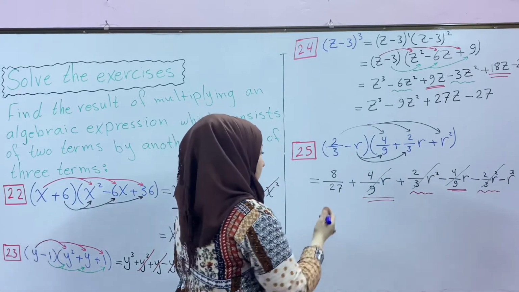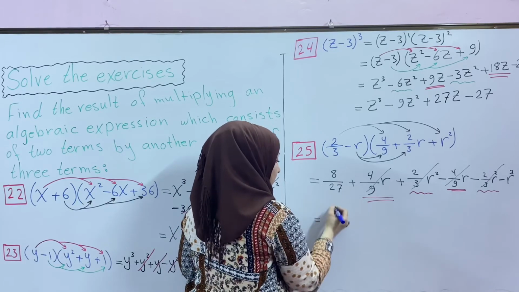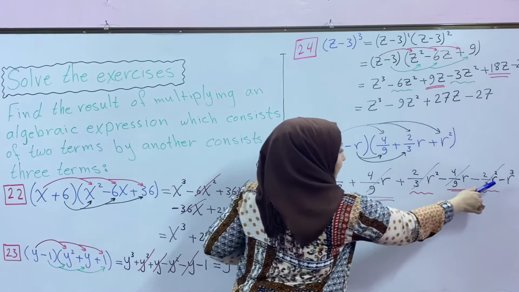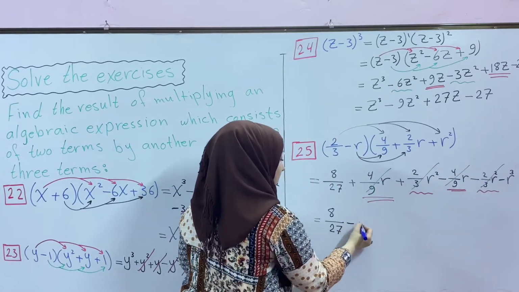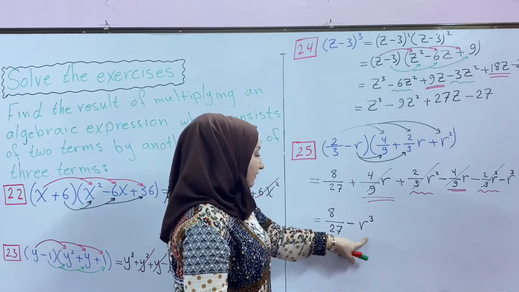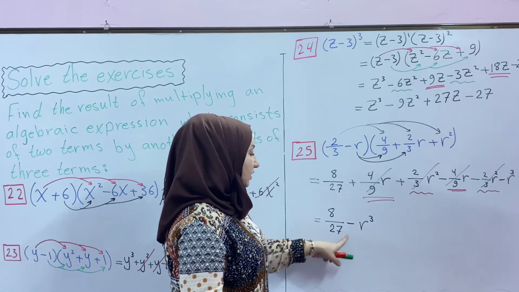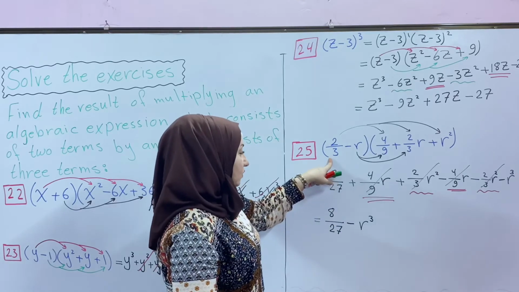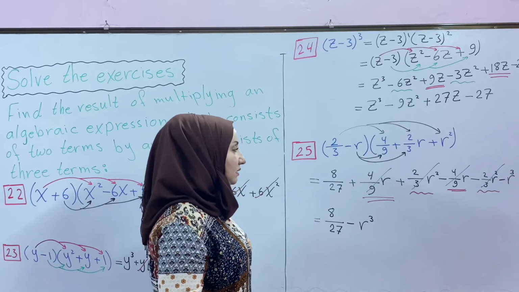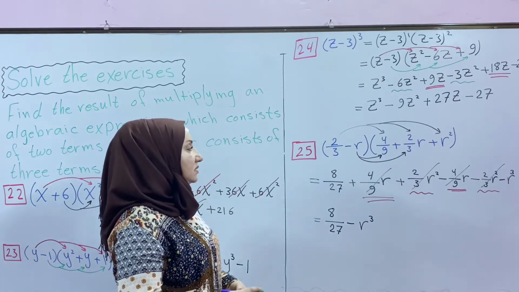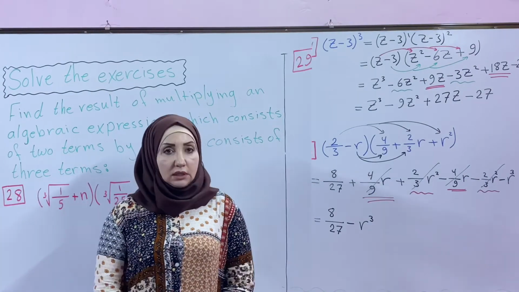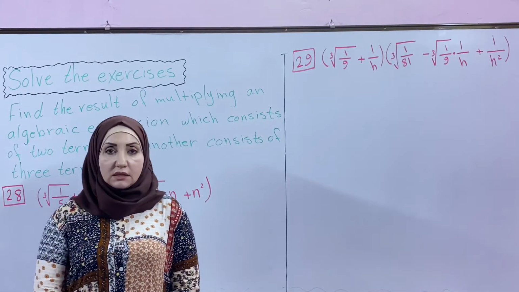So it's remained 8 on 27 minus r cubed. Also we see that the result is a difference between two cubes, the cube of the first term minus the cube of the second term. This is the result of question 25. And now we will solve exercise number 28.